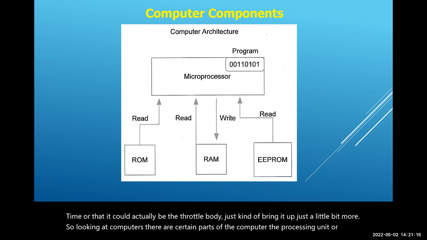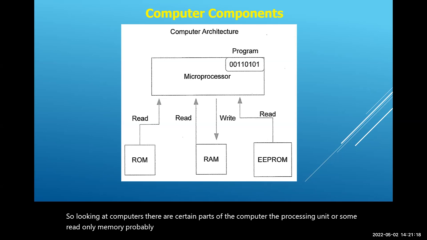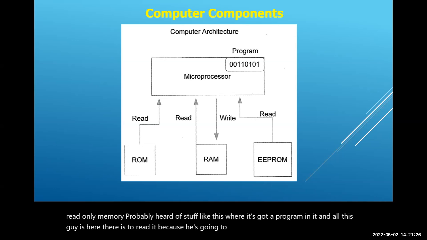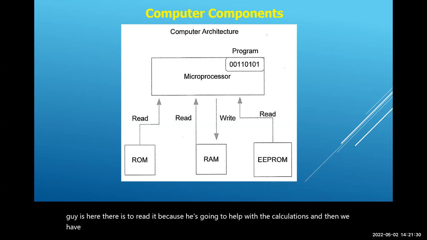So looking at computers, there are certain parts of the computer: the processing unit, and the read-only memory. You've probably heard of stuff like this, where it's got a program in it, and all this guy is here to do is read it, because he's going to help with the calculations. And then we have RAM, random access memory. That's where it can actually do its work. It's like having a desk, and the bigger the desk, the bigger the amount of RAM you might have.